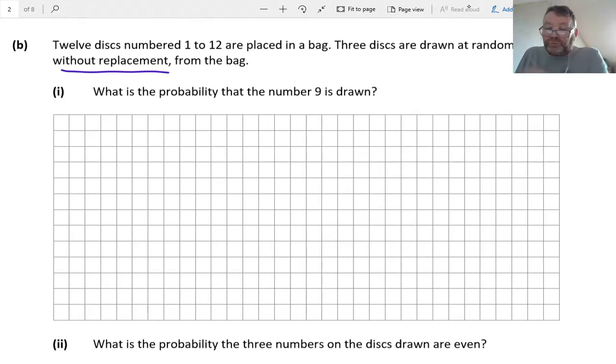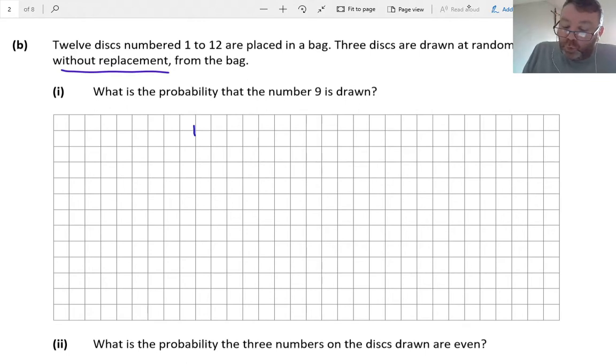So 12 discs numbered 1 to 12 placed in a bag. Three discs are drawn at random without replacement. What is the probability that the number 9 is drawn? Now, in a situation like that, all we've got to think of is we've got three discs drawn, okay?